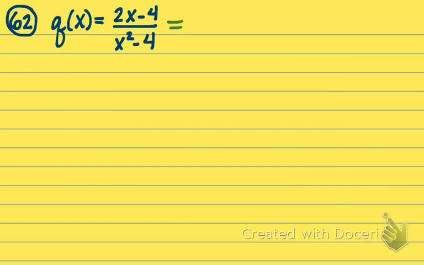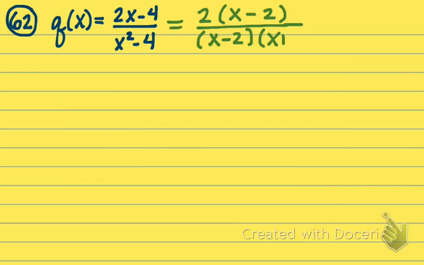Okay, what can I factor out of the top? I can factor out a 2. When I take 2 out of 2x, I have x left. When I take 2 out of 4, I have 2 left. The top is factored. Then on the bottom, I have a difference of 2 squares, which is x minus 2, x plus 2. And I'm not quite finished with the simplification process because I have a pair of factors that cancels.